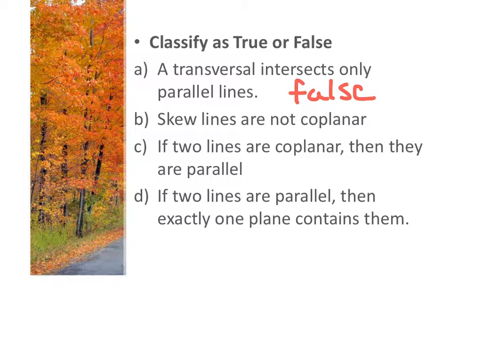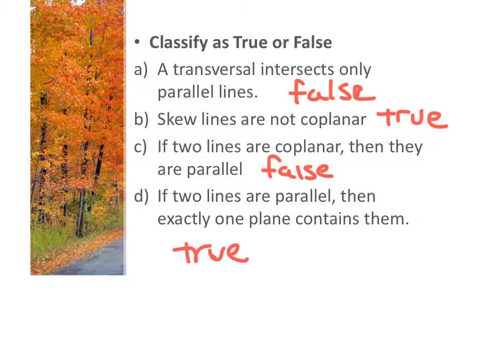All right, skew lines are not coplanar. True. Good. They're not in the same plane, they're not intersecting, and they're not parallel. If two lines are coplanar, then they are parallel. Good. False. They could be intersecting lines. All right, last one. If two lines are parallel, then exactly one plane contains them. True. Good. Go back to your postulates on that one. Everybody good on the true false?